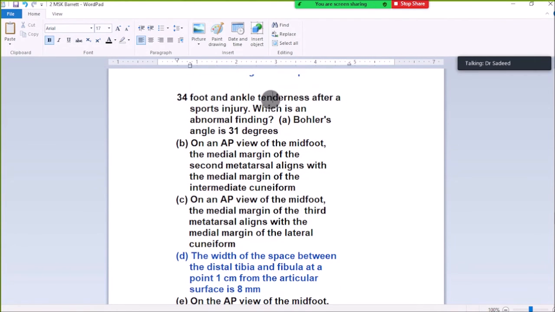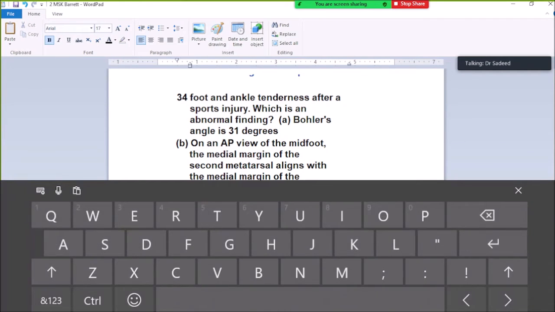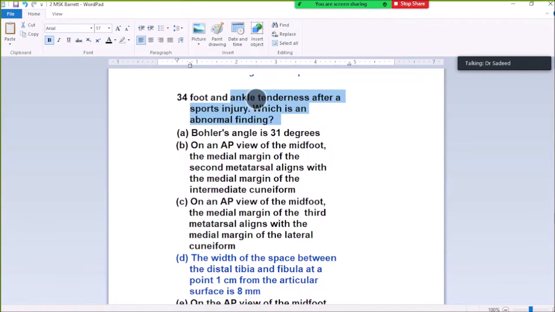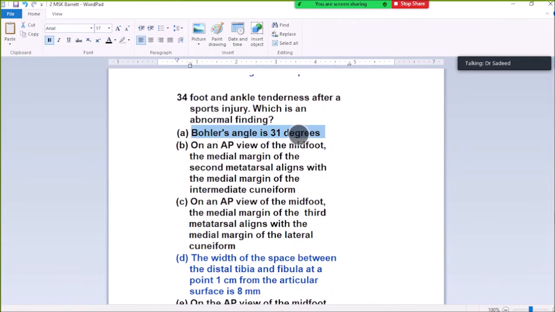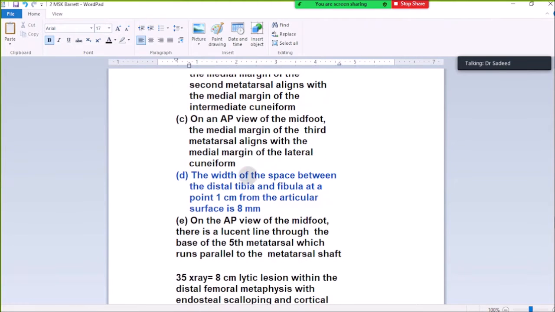Next, question number 34. Foot and ankle tenderness after sport injury, which is the abnormal finding? The abnormal finding is that the width of the space between the distal tibia and fibula at a point 1 cm from the articular surface is 8 mm. Remember that this width is 8 mm. The rest are all normal findings. Bohler's angle of 20 to 40 degrees is normal. This is also normal. Abnormal is D.